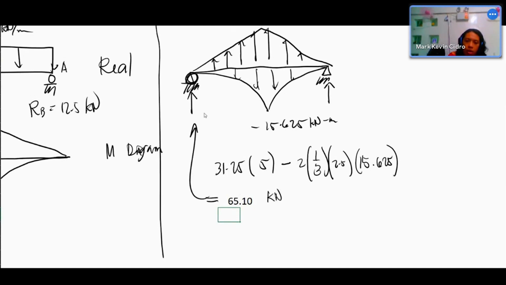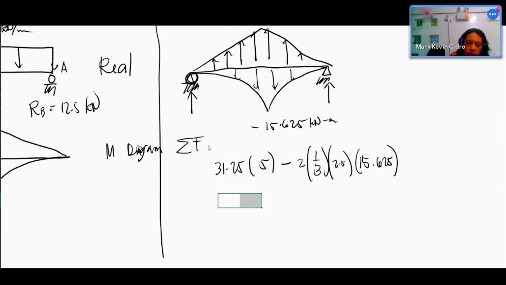Kilonewton. The net force is RA plus RB. Positive. Is that positive? Positive, right? So if positive, the net force is upward. So our RA should be negative, downward. How is that? Okay, I'll explain how. It should be downward.